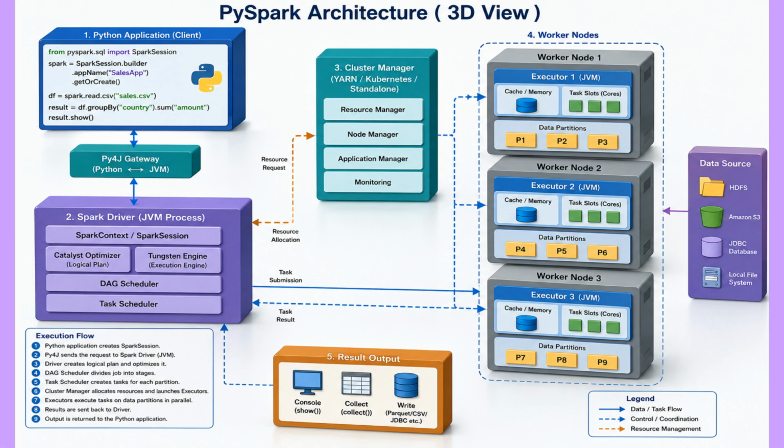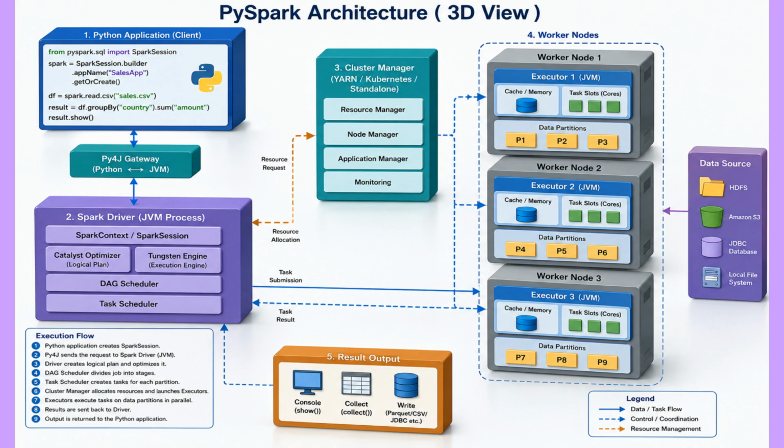Step 3. Cluster Manager. The cluster manager is responsible for resource allocation. It determines where and how Spark applications will run within the cluster. Common cluster managers include Hadoop YARN, Kubernetes, and Spark Standalone Cluster Manager. When the driver requests resources, such as CPU cores and memory, the cluster manager identifies available worker nodes and allocates resources accordingly. It launches executors on selected worker machines and monitors their health throughout the application's execution. After resources are allocated, executors are started on worker nodes.